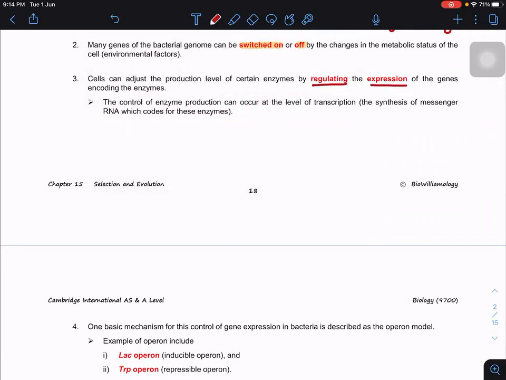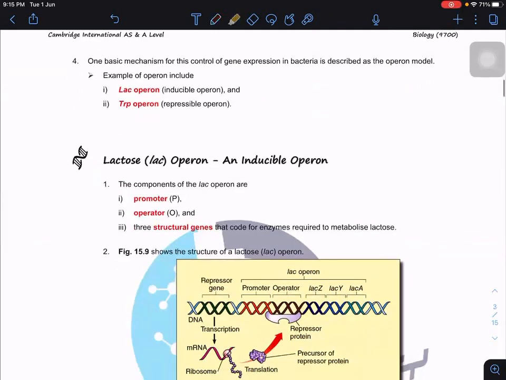So the control of enzyme production can be at the level of transcription, meaning the synthesis of mRNA which codes for these enzymes. Always remember that when a particular gene expression takes place, the first thing we must have is mRNA. If no mRNA, it means there's no gene expression. So we're going to learn in our syllabus only Lac Operon, which is inducible operon. Tryptophan Operon is not in our syllabus.